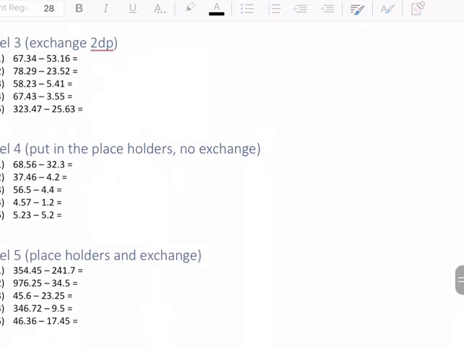You can use that place value page, the sort of frame page, or you can write them straight into your book. That's entirely up to you. Any questions? Don't forget to ask.